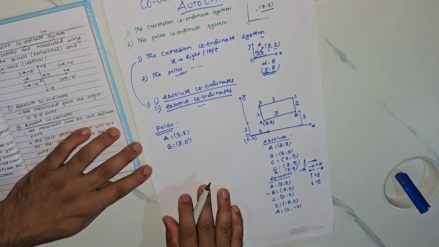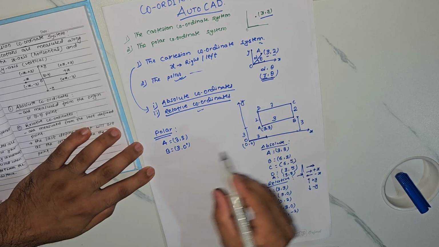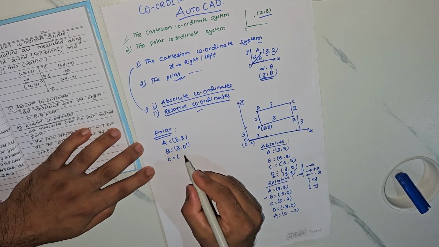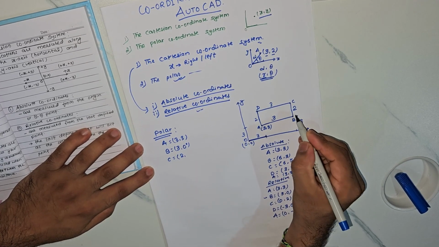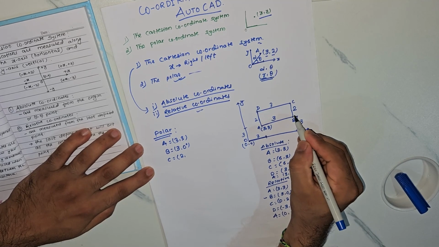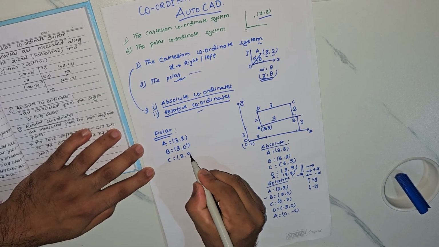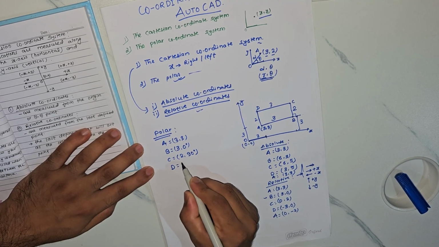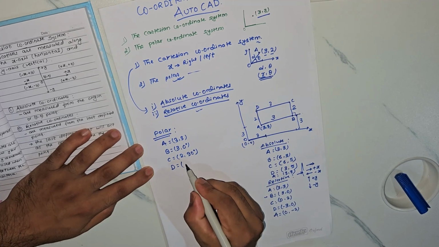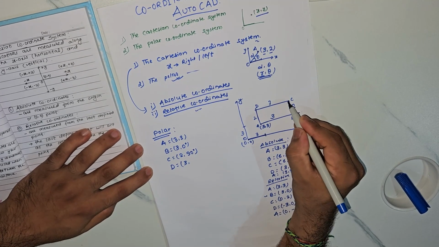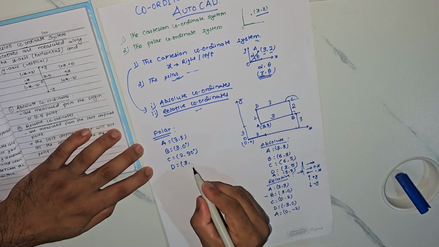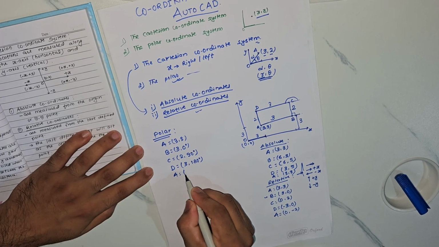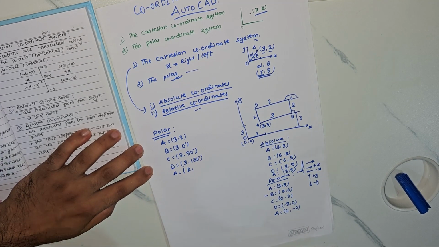I will show you the format in which you will enter into the AutoCAD. Again, for C, the distance is 2 and the angle that this line BC makes with the horizontal is 90 degree. So here I will enter 90 degree. Again, for D, the distance is 3 and the angle that it is making with horizontal is 180 degree. So 180 degree. And now for A, the distance is 2, but what about the angle?